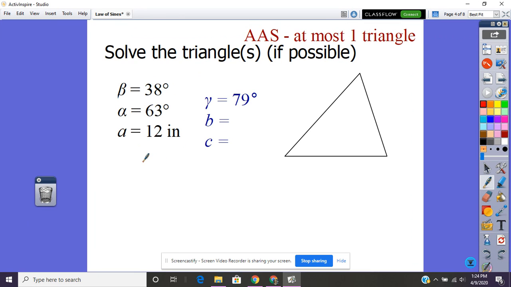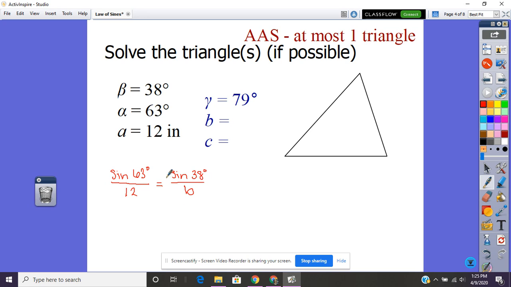So let's set up our ratios here. This time we're given side A, so we'll have to use our sine of A, or sine of alpha. So sine of alpha will be 63 degrees, and we're going to put that over top our 12. So that's going to be kind of our baseline ratio for all of our proportions here. It doesn't really matter which one we find next. It's entirely up to you. So let's go ahead and find B. We'll go ahead and use beta here. We're going to find side B.